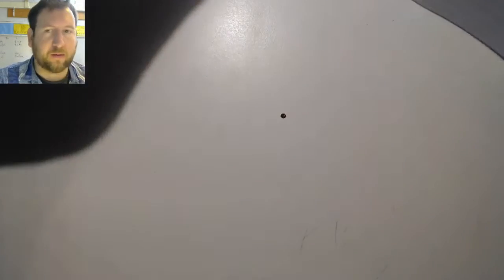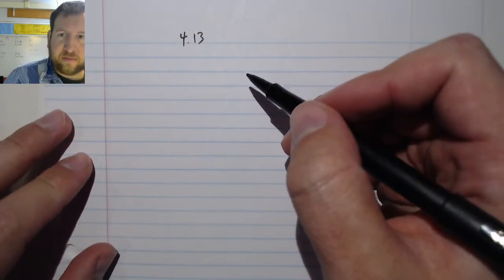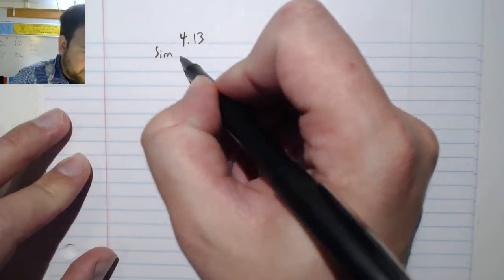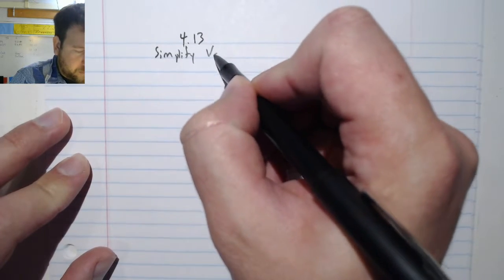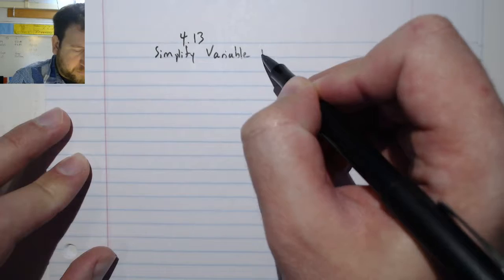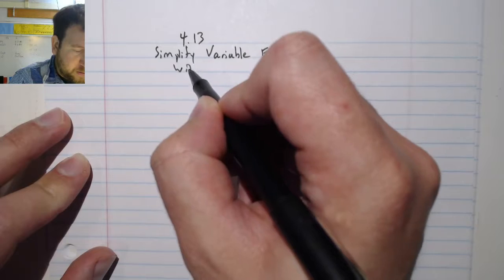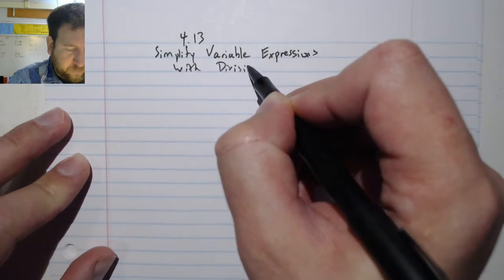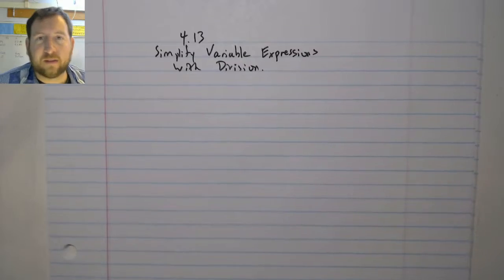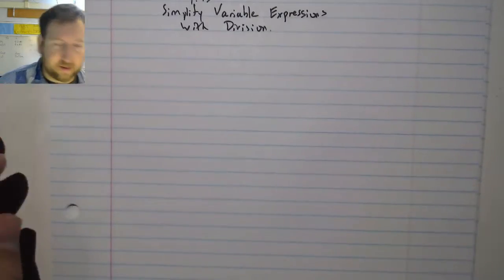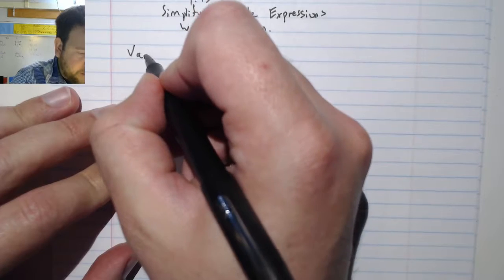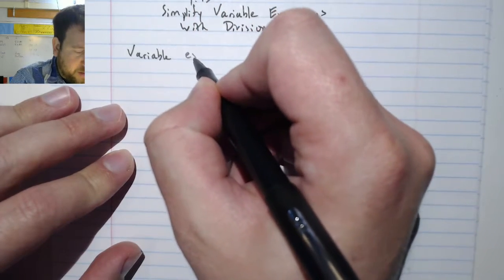All right, we're going to continue on to our next section, and we're going to start with 4.13, which is kind of building on our previous topic, and we're going to simplify variable expressions with division. And of course, we're going to be throwing those negatives in because that's kind of our theme of that section. We're going to be looking again at variable expressions.